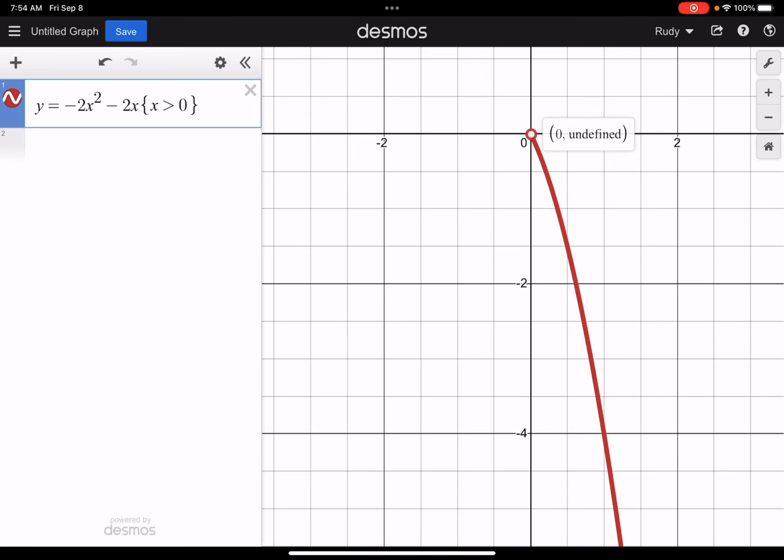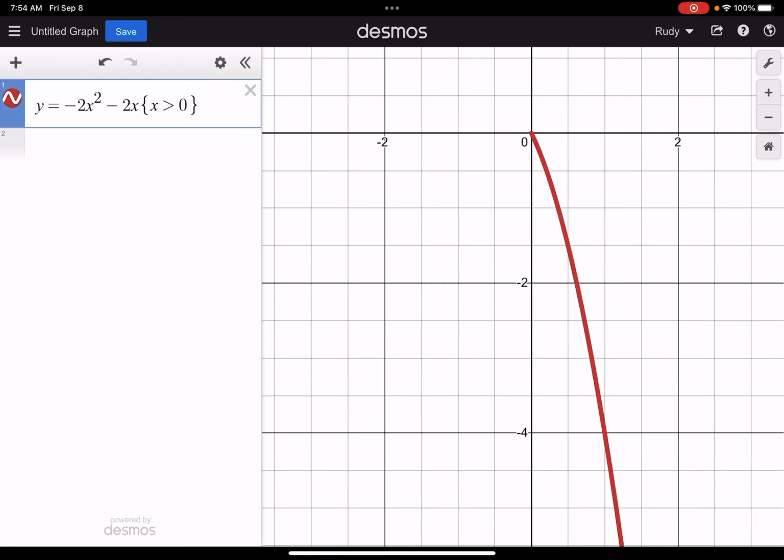I say almost 0 because right at 0, the function is undefined. When x is 0, it's not defined, because if you look at my restriction, it's just where x is greater than 0. So when x is actually exactly 0, there is no graph there. That's why in Desmos you see that little open point.